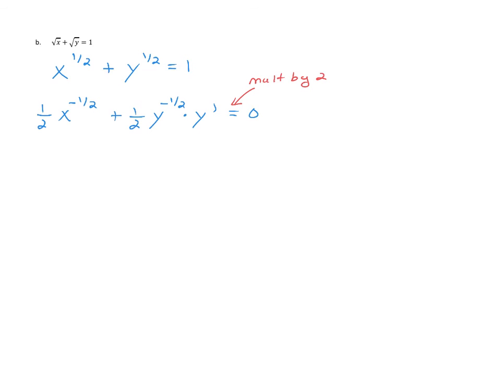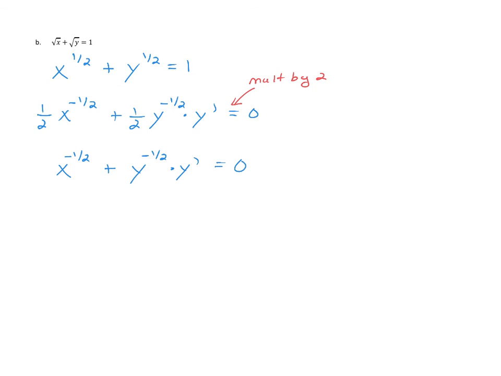For this problem, I'm going to rewrite it so I have powers of a half. So this is x to the 1/2 plus y to the 1/2 is equal to 1. If I take the derivative of both sides, I get 1/2 x to the negative 1/2 plus 1/2 y to the negative 1/2 times y prime, and this is equal to 0. I'm going to multiply both sides by 2, and that's to cancel the halves. They're not really adding much to this question. So this is x to the negative 1/2 plus y to the negative 1/2 times y prime is 0.